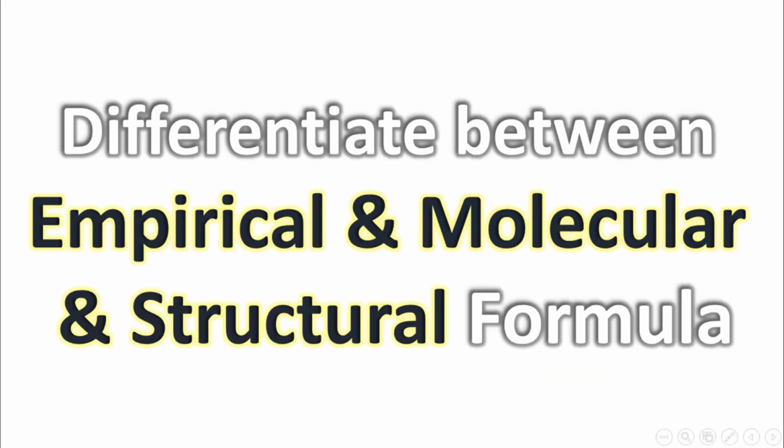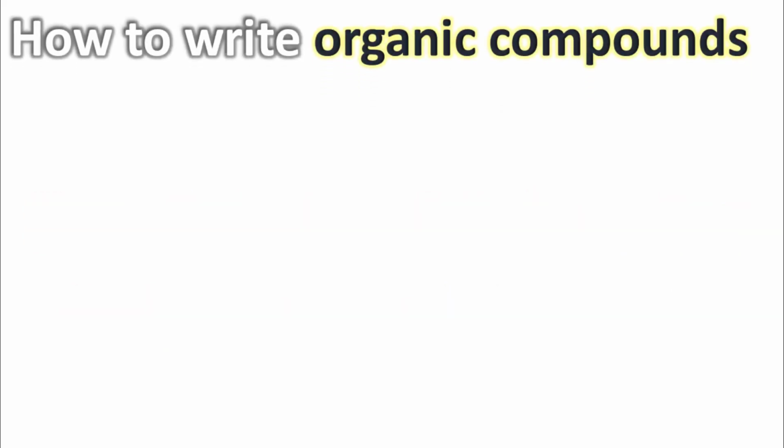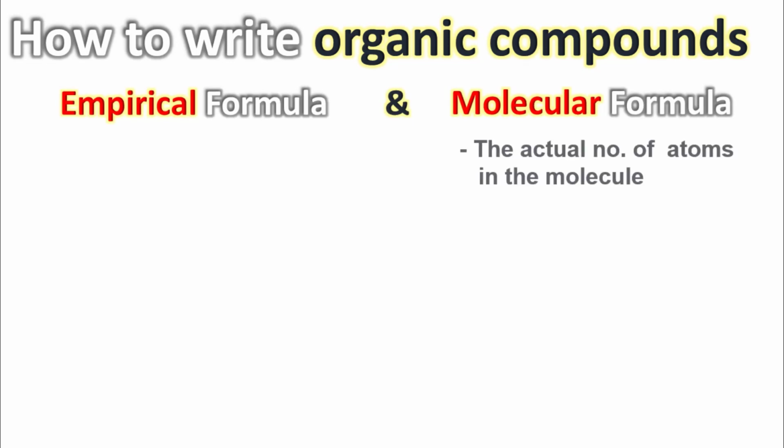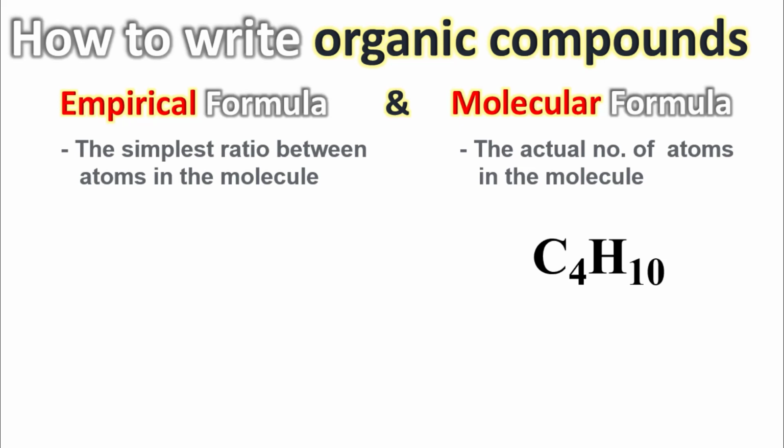In this video, we will learn how to differentiate between empirical, molecular, and structural formula. In order to know how to write any organic compound, the first way is by using the molecular formula, which indicates the actual number and the kind of element atoms which form the chemical compound. Example, C4H10. The second way is by using the empirical formula, which indicates the simplest ratio between atoms in the molecule.